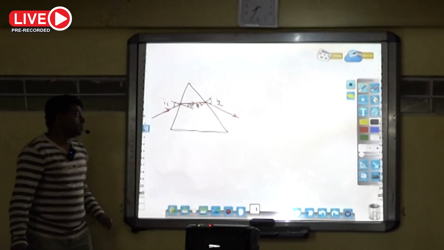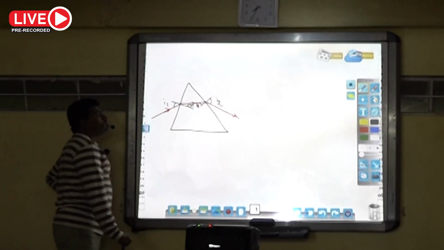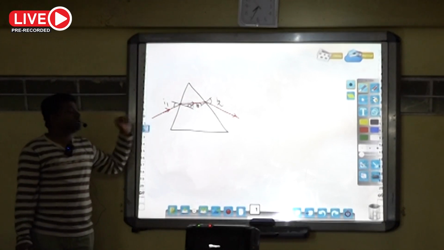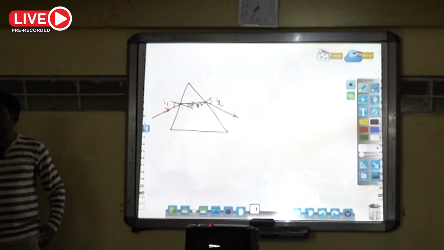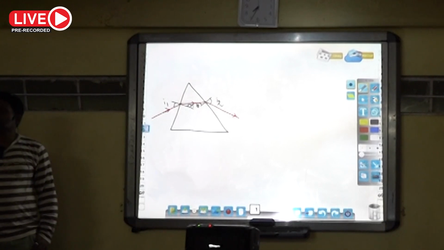Now, what happened to the path of the light ray due to the introduction of this prism? Due to the introduction of the prism, the light ray actually deviates from its path, and after two successive refractions, the prism bends the light ray towards its base.